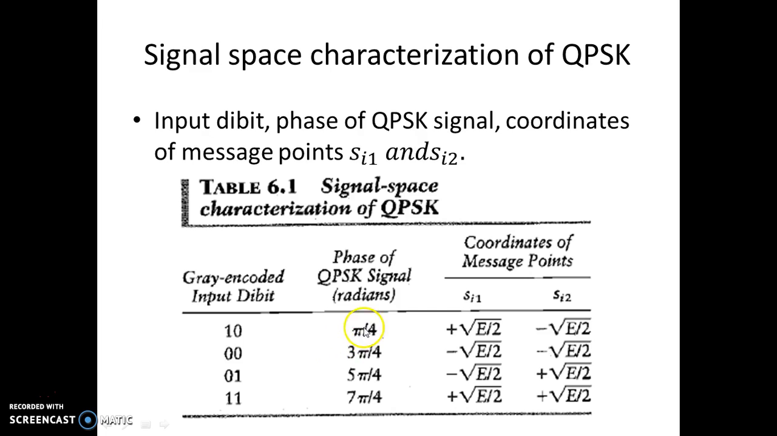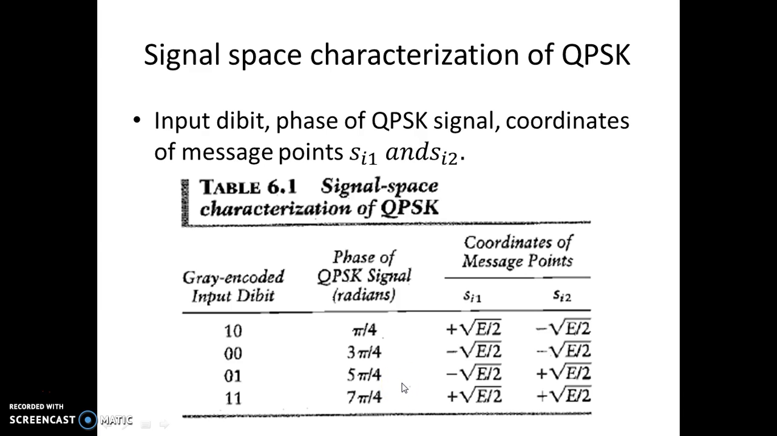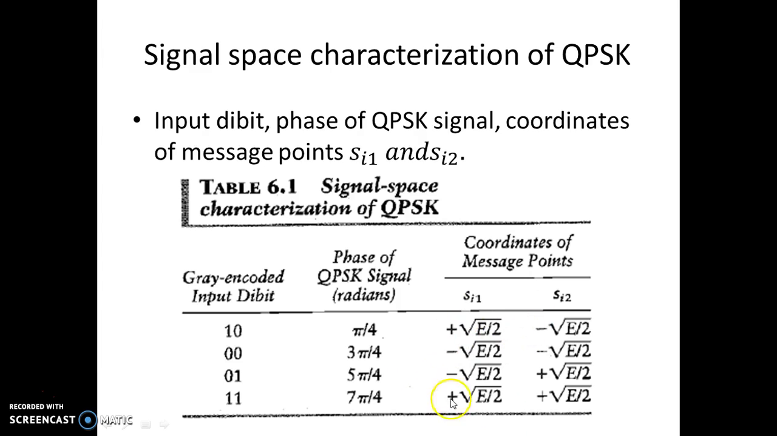When i has the value 1, the phase is pi by 4. Substituting that value here, s11 equals root E cos pi by 4. Here it will be minus root E sin pi by 4. Root E cos pi by 4 is root of E divided by 2. Minus root E sin pi by 4 is minus root E by 2. So you have these values here. Similarly, symbol 0 0 is when the value of i is 2. Substituting the value of i as 2, you get all these coordinates.